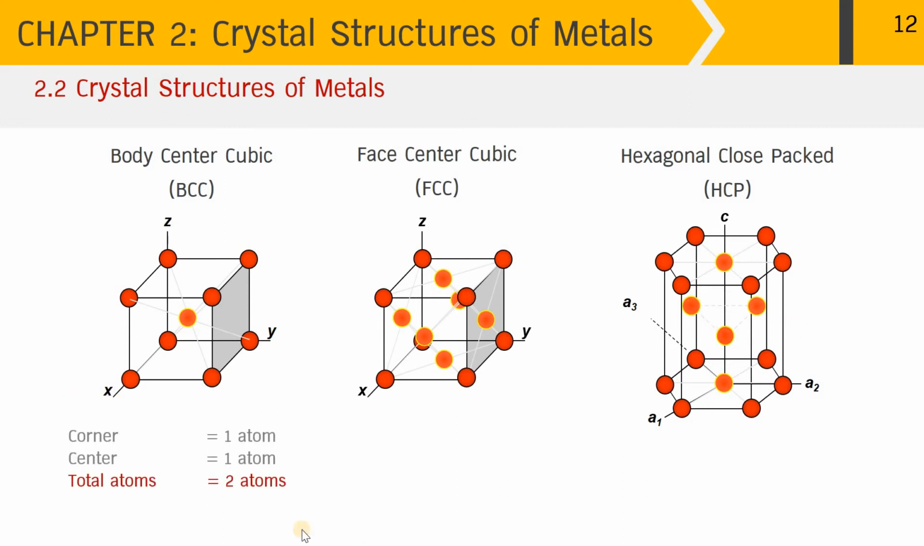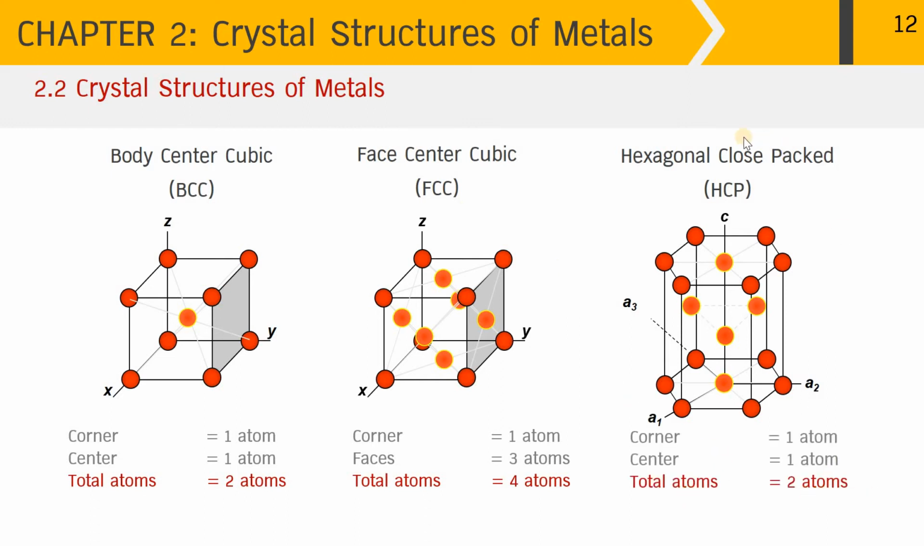Now we can see that we have a total of 2 atoms for BCC, 4 atoms for FCC, and 2 atoms for HCP. I will come back to these numbers later in detail. And for examples of metals having the BCC structure: first, ferrite iron, chromium, molybdenum, and tungsten.